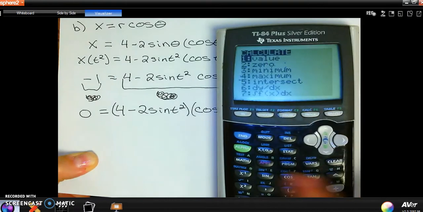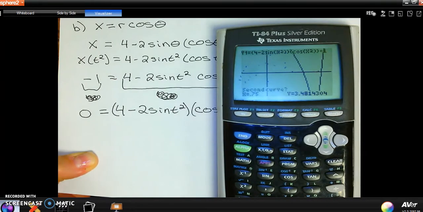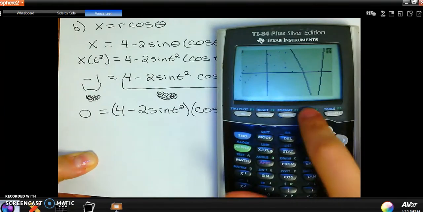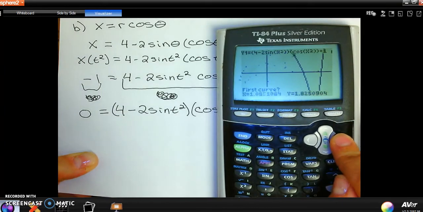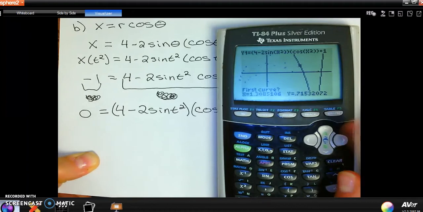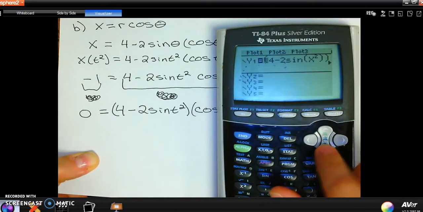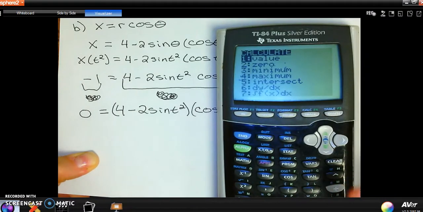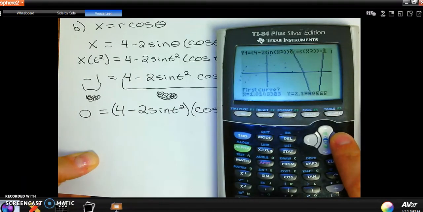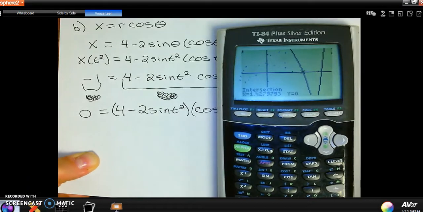So second calc, now intersection is a choice. So we're going to do second calc intersect. Oh, it didn't like that. That's because I didn't graph y equals 0 on it. Or you could have just found the zeros. I forgot to graph y equals 0. So second calc, I'm going to do intersect. There's my cursor. We'll hit enter, enter, enter. And again, you could have done second calc zeros.